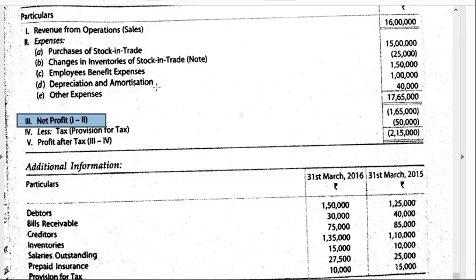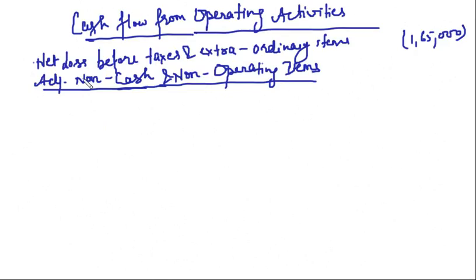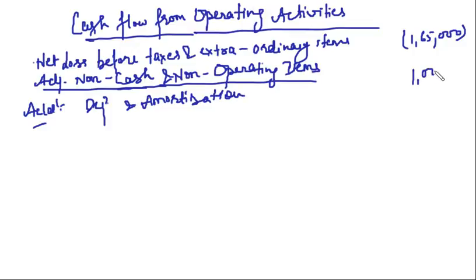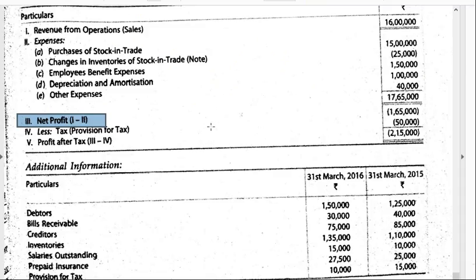Depreciation and amortization, 1 lakh. This is a non-cash expense. So we will add back depreciation and amortization, right? This is 1 lakh. Anything else? Other expenses? No, because other expenses we will assume that these are cash expenses, right? That is, they involve the cash inflow and outflow, and these are related to the routine operations of the business, so nothing to do with them.